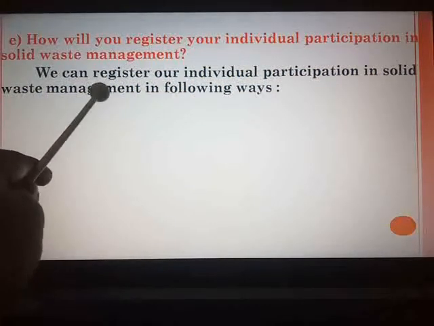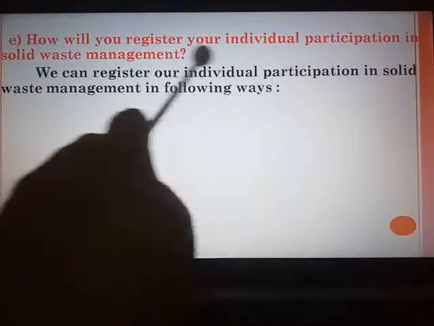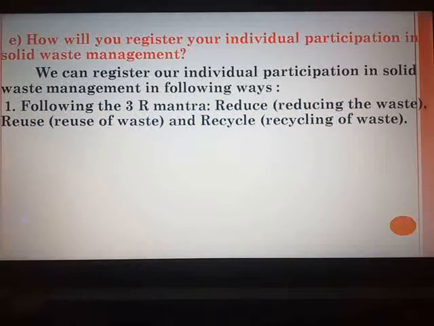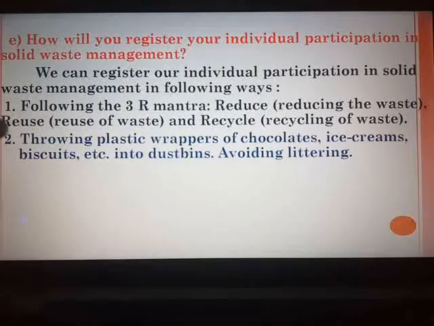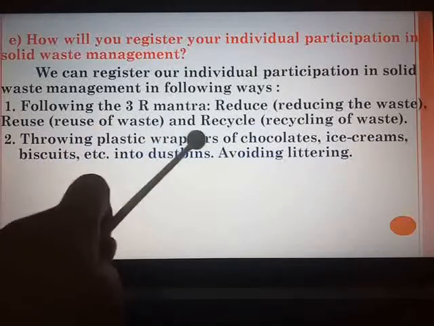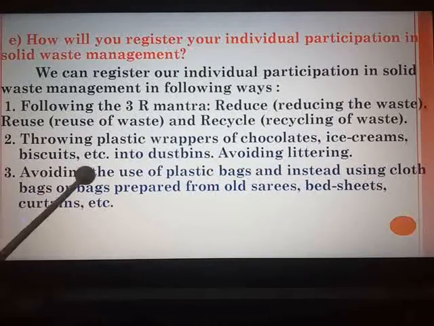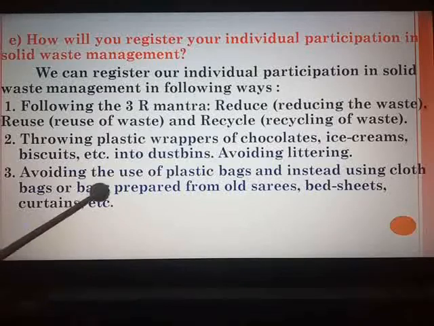We can register, now this part you can write from the question, we can register our individual participation in solid waste management in the following ways. Now start from page number 103, right hand side of the page, blue colored block. Point number 1, the points which they have given, accordingly you will write the points: following the 3R mantra, reduce, reuse and recycle. Then point number 2, as it is given in the textbook, throwing plastic wrappers of chocolates, ice creams, biscuits, etc. into dustbins, avoiding littering, avoiding the use of plastic bags and instead using cloth bags or bags prepared from old saris, bed sheets, curtains, etc.